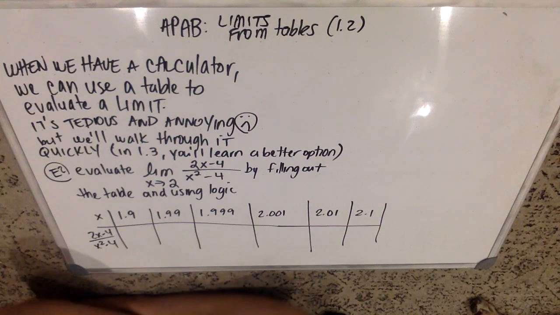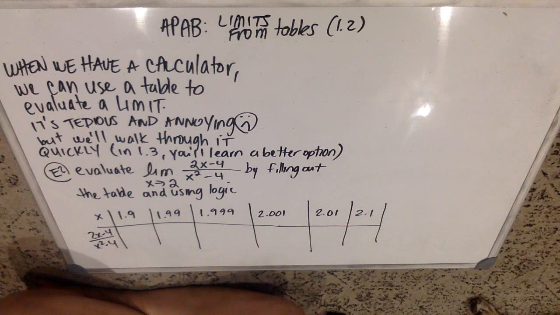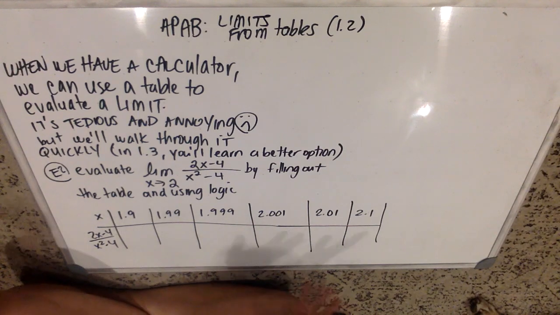This is AP Precalc. We are doing limits from tables, which is 1.2, after doing limits graphically. I incorrectly said that algebraically would be next. That's actually 1.3. So when we have a calculator or a table that's given to us with numbers, which we'll talk about in a sec, we can evaluate a limit using a table.